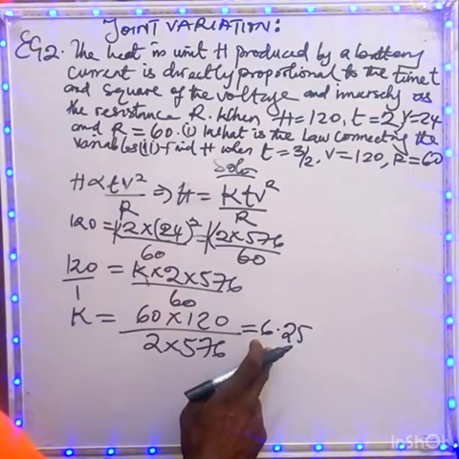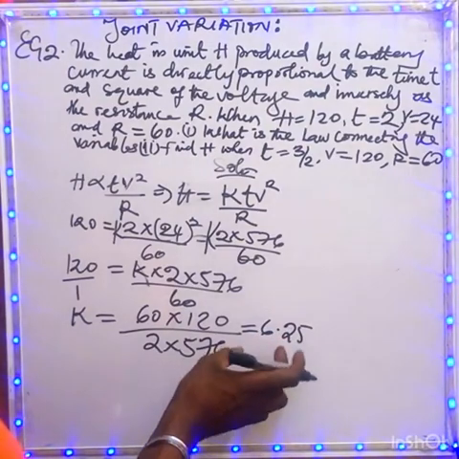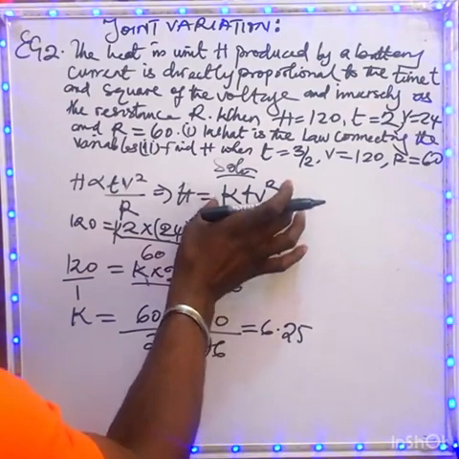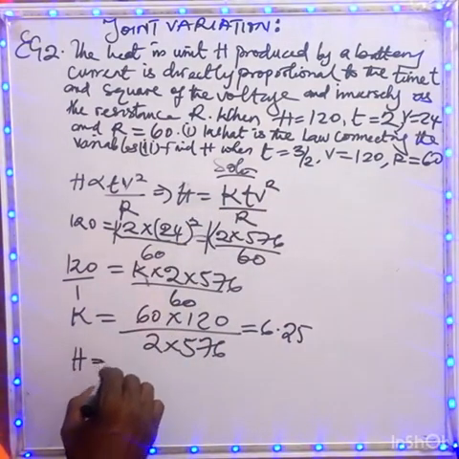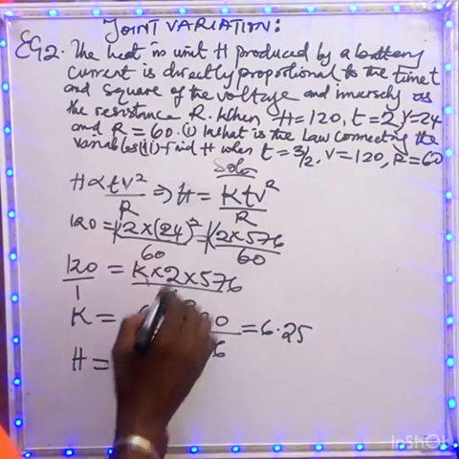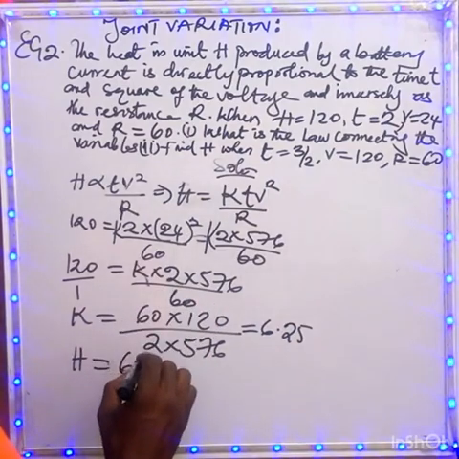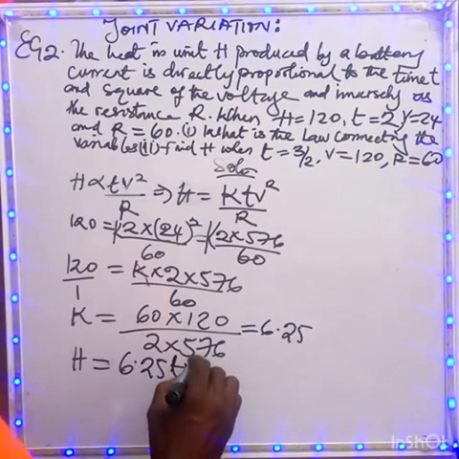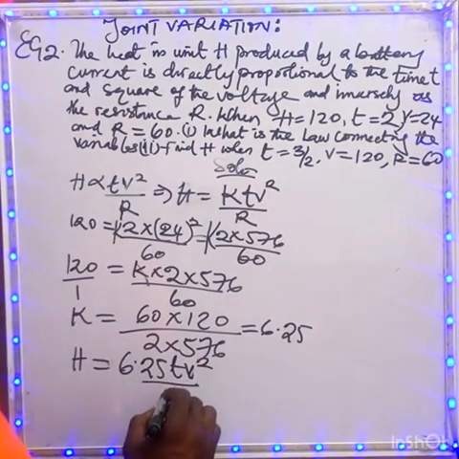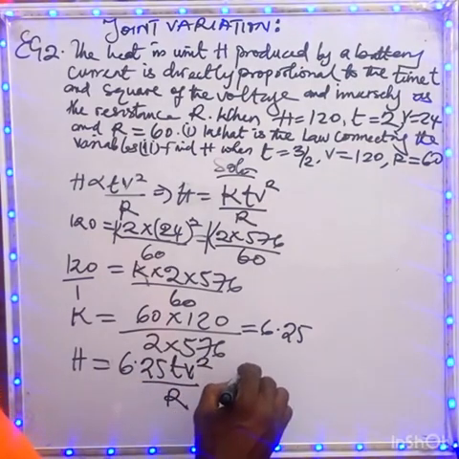Now the law, when you introduce the constant into the equation, is H equal to the constant 6.25 times T V squared all over R. So this is the law connecting the variables.